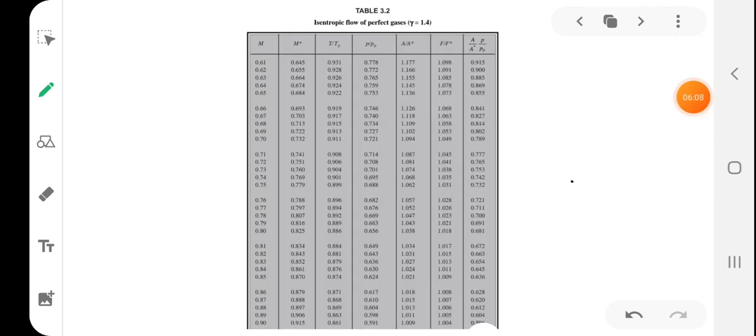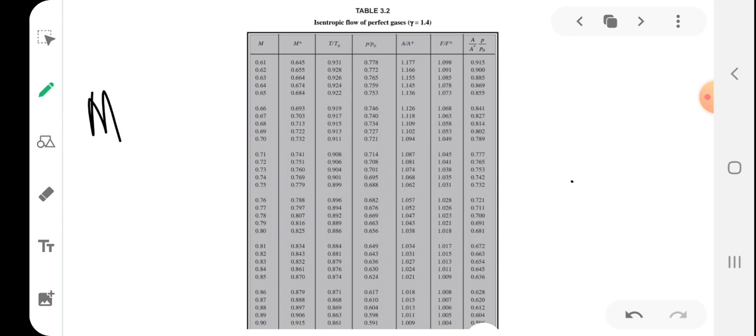So students, this is the table from the gas table. I have shown you the gas table in the previous session. So here our gamma equal to 1.4, and this is a table for isentropic flow. So you have to fix the flow. Okay, so our flow is isentropic type, so use the isentropic flow chart for perfect gas, gamma equal to 1.4.